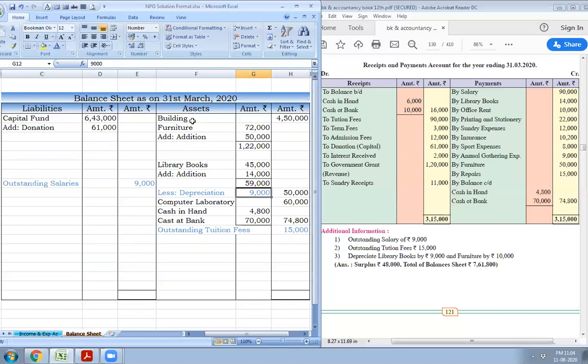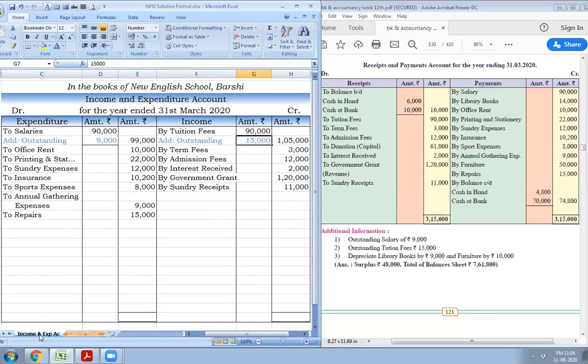Second effect of depreciation we will record to expenditure side. To depreciation on library books rupees 9,000.